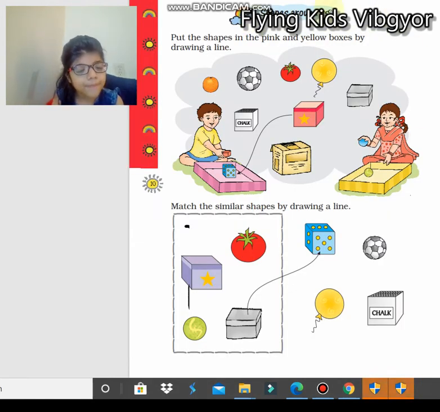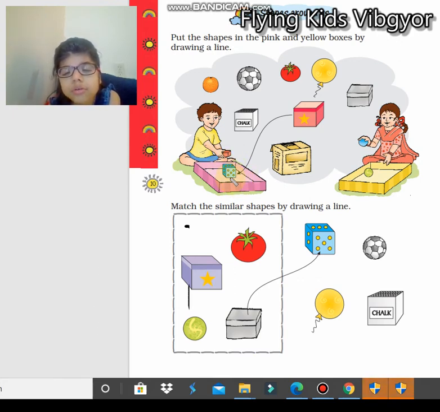Okay, shapes around us. Put the shapes in the pink and yellow boxes by drawing a line. So here we can see different shapes, right? Here we have a pink box and here we have a yellow box. So according to the shape, we have to place the objects in the pink box and in the yellow box by drawing like this. We can see in this pink box, the object which is kept is of which shape?